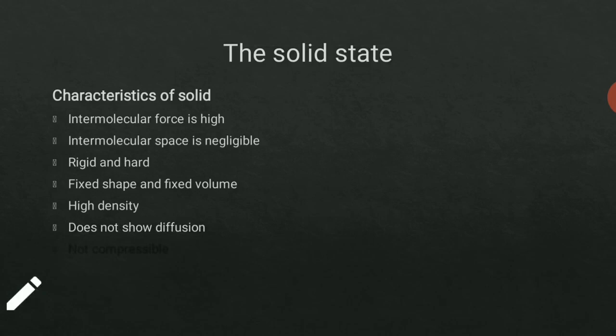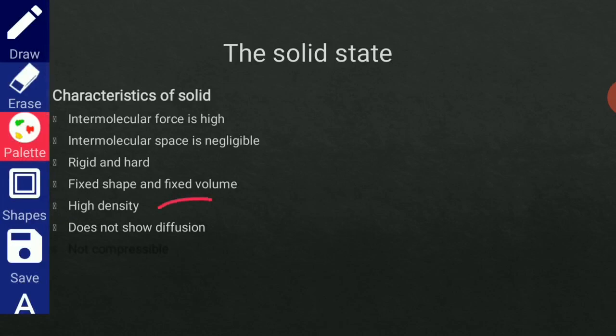Solid does not show diffusion. Diffusion means the intermixing of particles of matter. If the particles of matter are intermixing, then that property is called diffusion. Since the particles are held together with high intermolecular force of attraction, they are not free to get intermixed. Therefore, solid does not show diffusion.